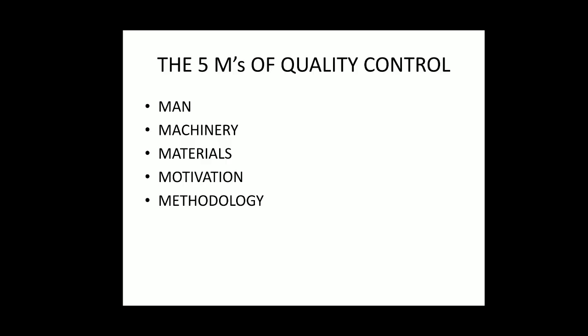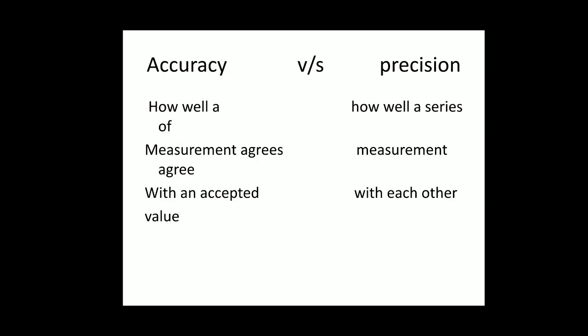And there are 5 M's that are involved in quality control. One is man. Man means the lab personnel, the technician working. Machinery is your instruments. Then the materials we are using, either the quality control materials, calibrators, all those. Then motivation. The technologists who are working should be motivated and dedicated in their work, and their motivation should be to give a quality report. And the methodology means the SOP, standard operating procedure, we have to follow. We have to learn the basics and follow the proper methodology.